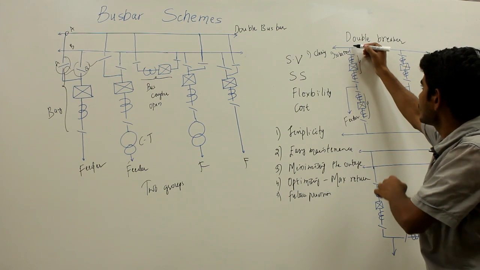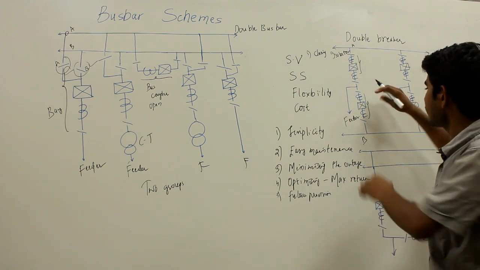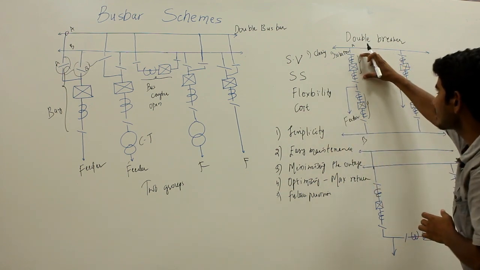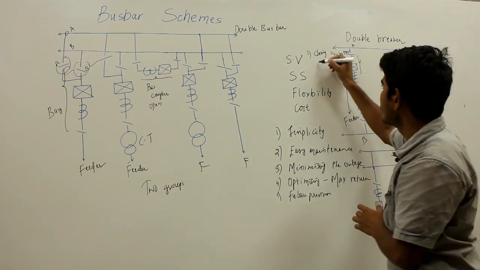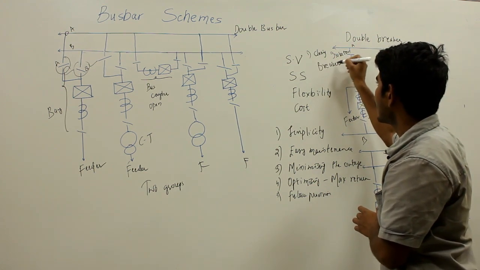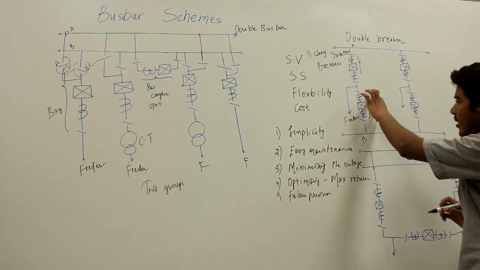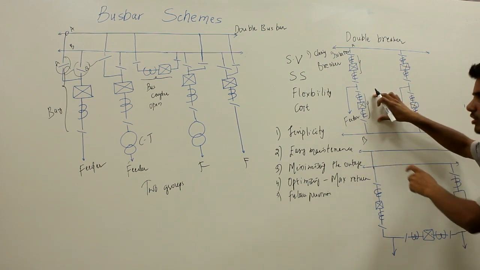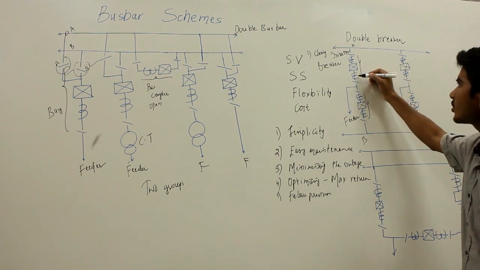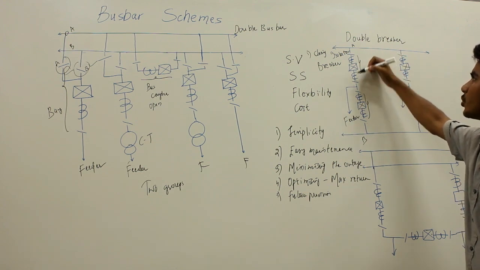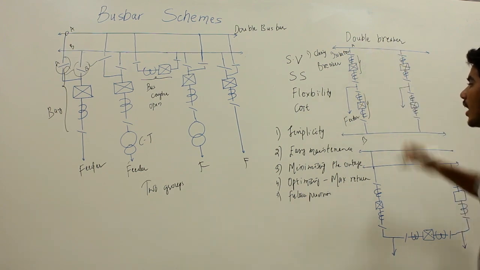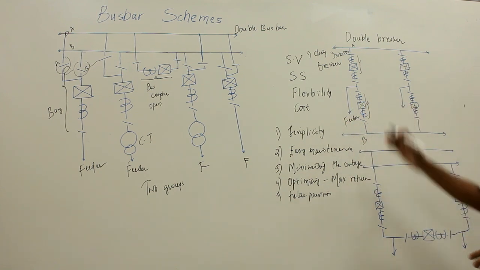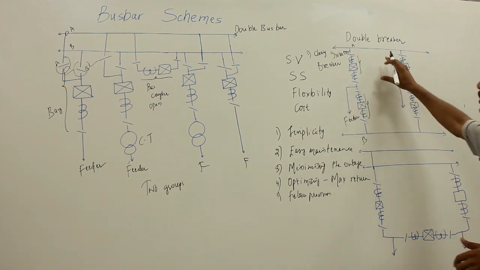So let us say this is bus A, this is bus B, and if I want to transfer the feeder to bus A, then I will close the isolator associated with this bus, and then I will close the breaker. After that, I will open the breaker of bus bar B, and then I will open the isolator. So for transfer operation: close the isolator to where the feeder is transferred, close the breaker to where the feeder is transferred, open the breaker from where the feeder is transferred, and open the isolator from where the feeder is transferred. So this is your double breaker.